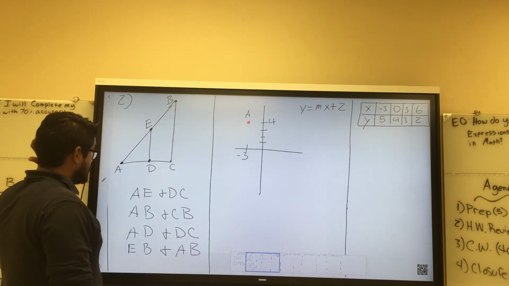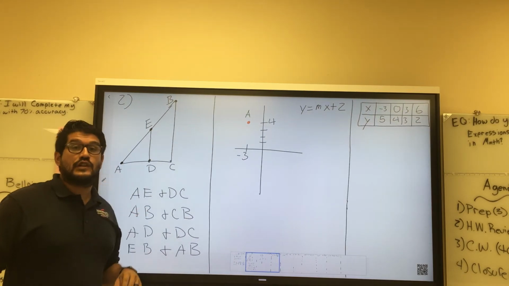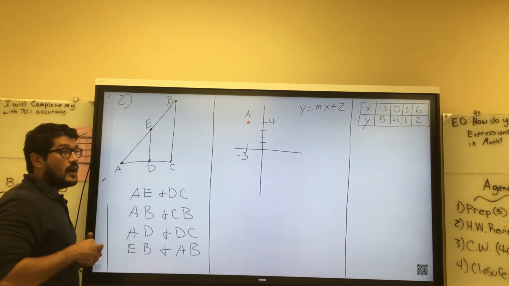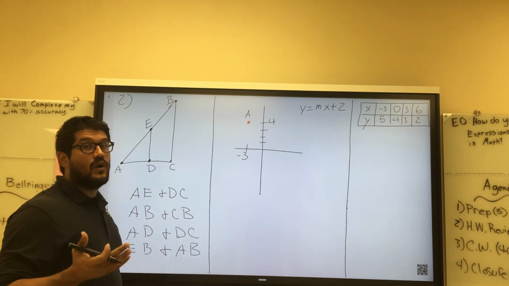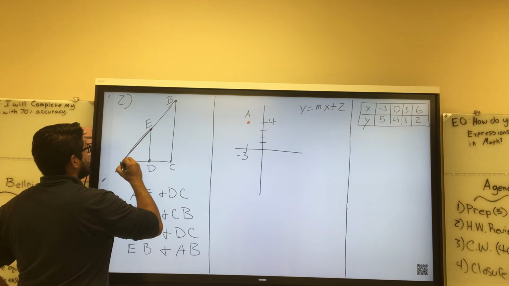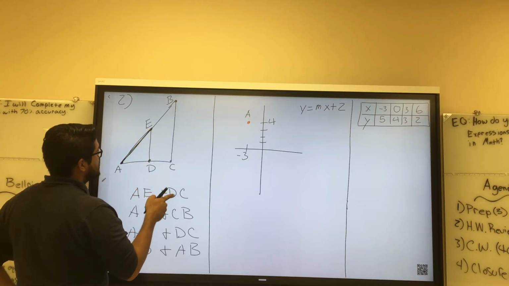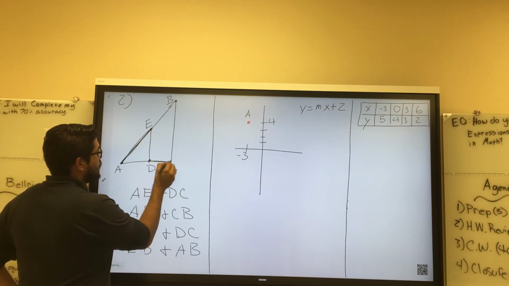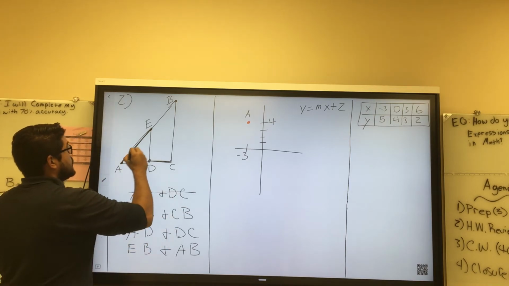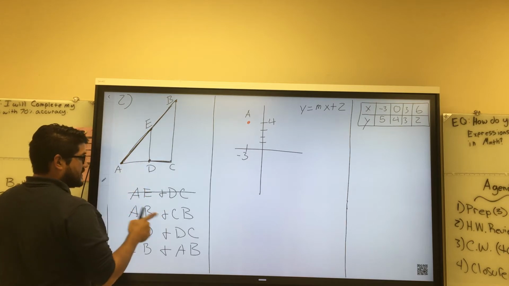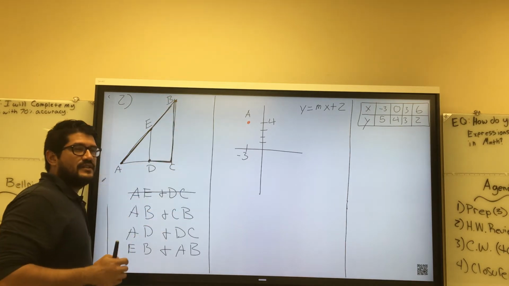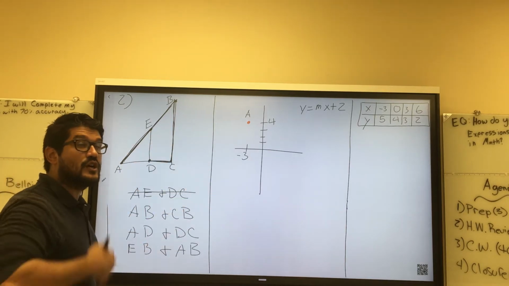Now this one is asking if the slopes are the same, meaning are they going in the same direction? So it says select all that apply that go all in the same direction. Does AE, which is this one, go in the same direction as DC? Nope, so that's a no. Does AB go in the same direction as CB? No, even though they're both going up, they're not going exactly the same slope. We're talking about slopes here.